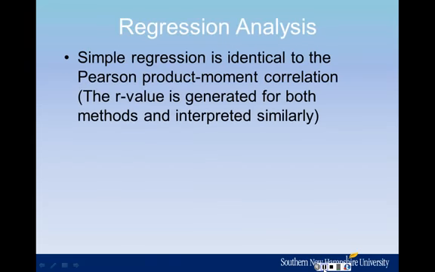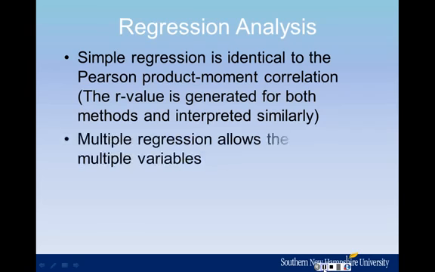So this simple regression is identical to that Pearson product moment correlation. The R value that you get from regression is the same that you get for the correlation. It's interpreted the same way. 0 is no relationship, 1.0 is a perfectly strong relationship, and the positive and negative sign shows direction. And so that's the same thing as correlation.